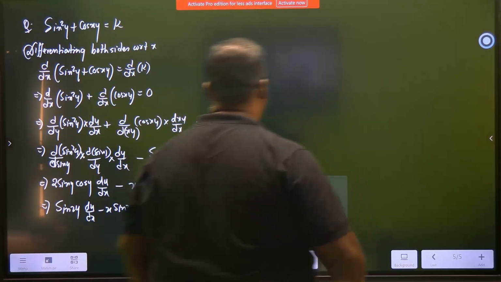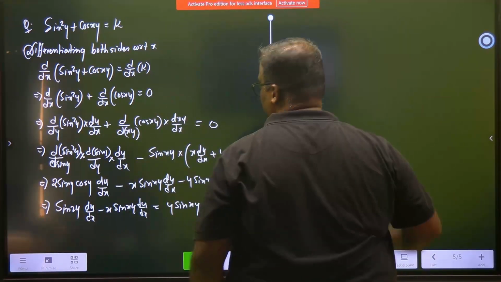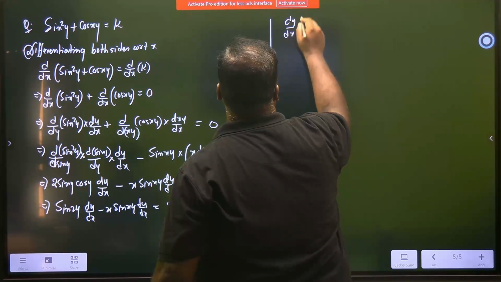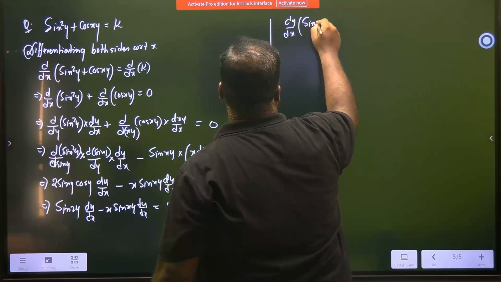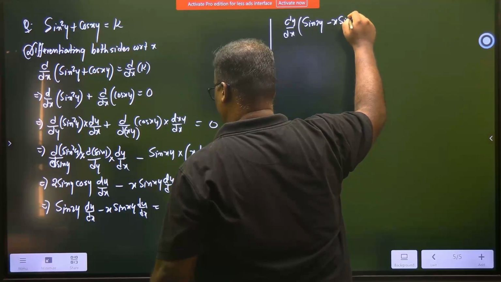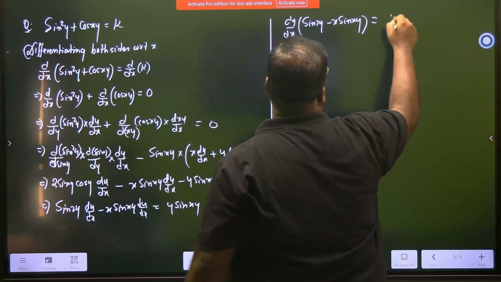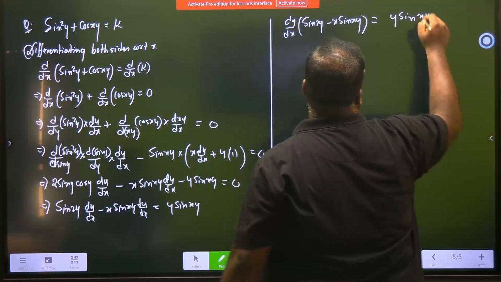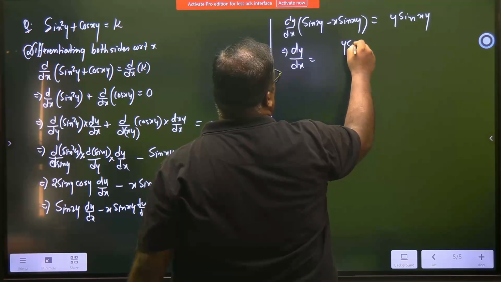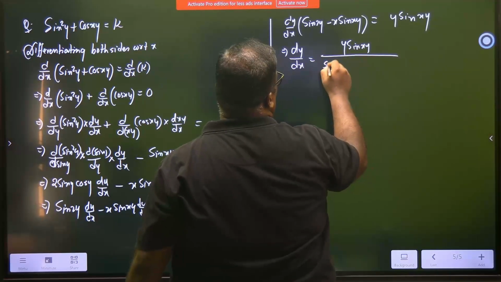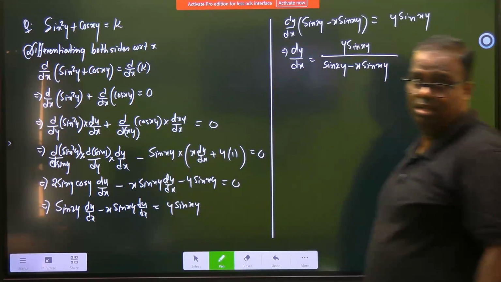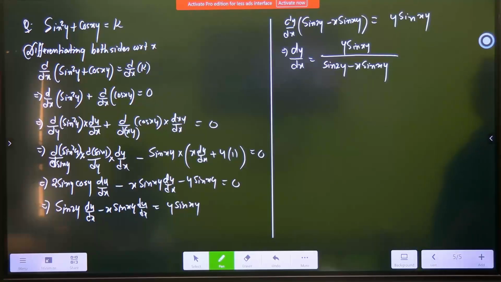So yeah, which means dy by dx, it is sin 2y minus x sin xy, is equal to y sin xy, or dy by dx is equal to y sin xy over sin 2y minus x sin xy. Dekho beta, abhi match kiya hai kya? Yeah, theek hai na?